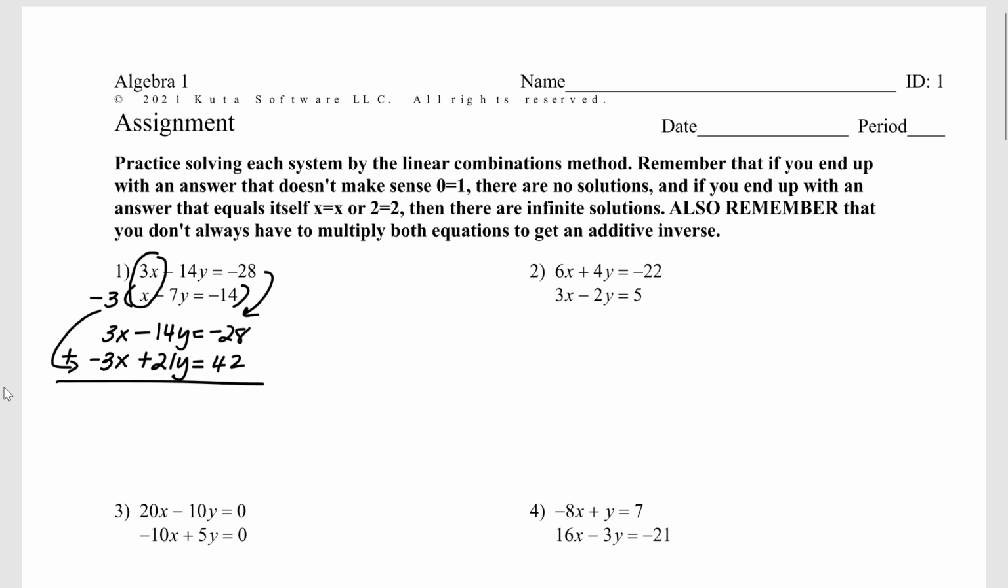So 3x plus a negative 3x cancels. That's why I would also call this the elimination method. A negative 14y plus 21y gives me a positive 7y. Negative 28 plus 42 leaves me with a positive 14. Now I'll simply go ahead and divide out my 7s and find out that y equals 2. Okay, so that's half of my solution. Now that I've solved for y, all I have to do is substitute and solve for x.